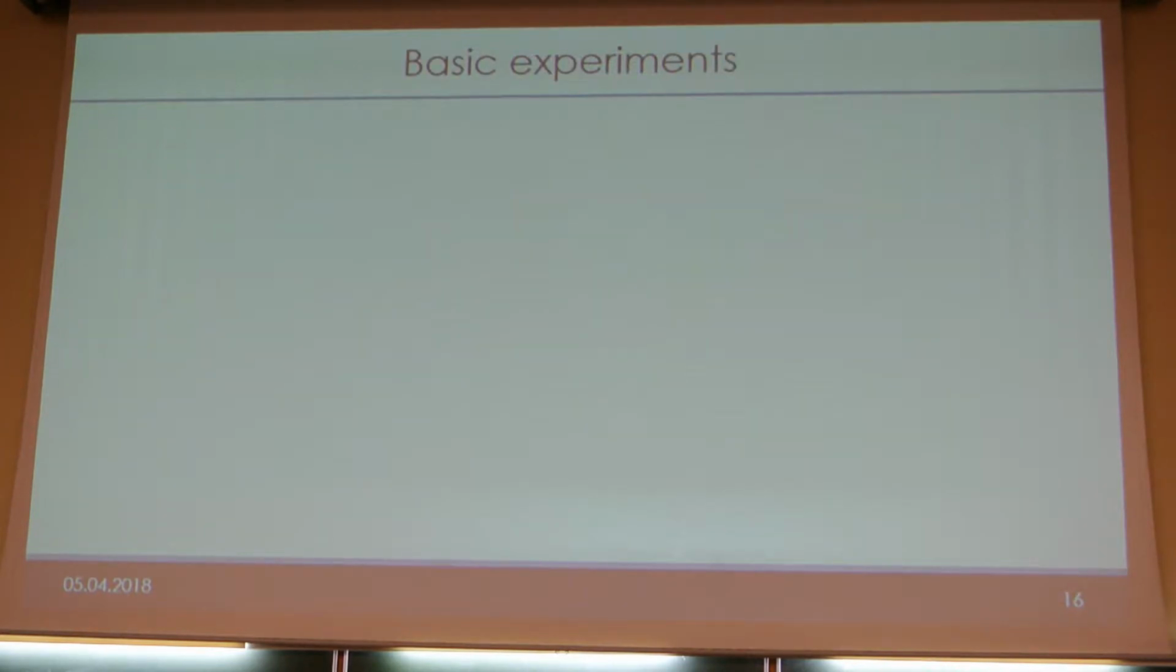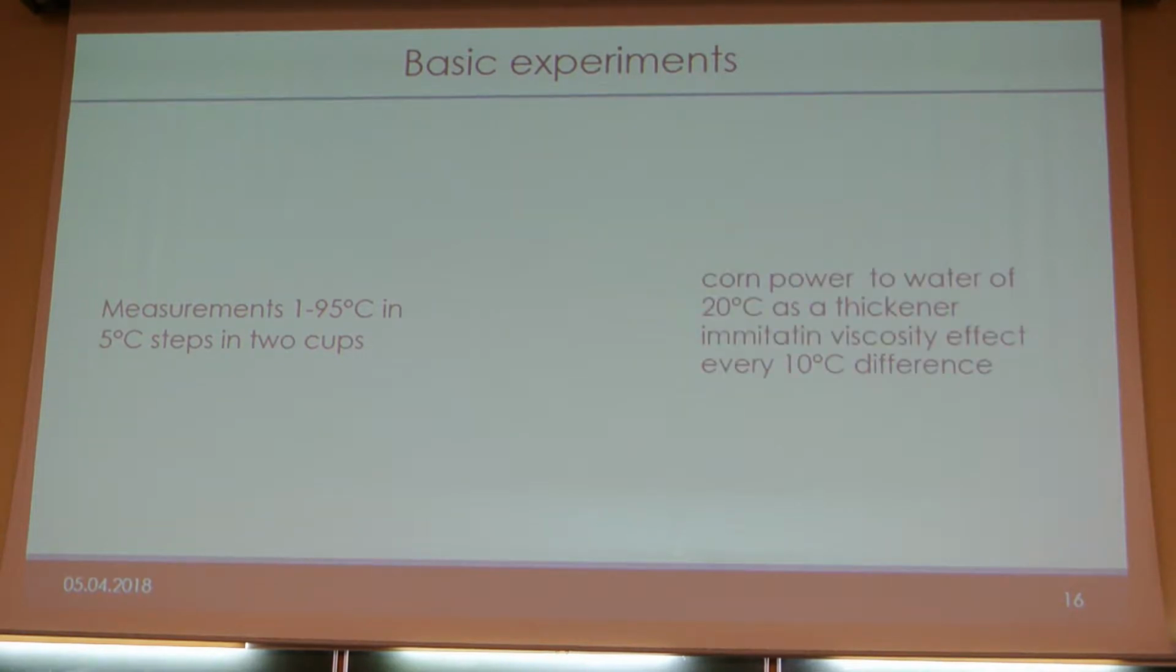So what experiments did we start with? We started with measurements from 1 to 95 degrees in 5 degree steps. So we made 10 measurements at every 5 degree step. And also we added current power to water that was around 20 degrees so that we can distinguish between the effect of the real temperature and the effect of the viscosity change.